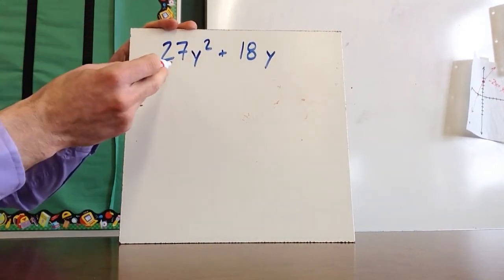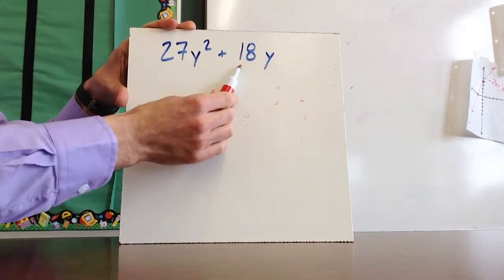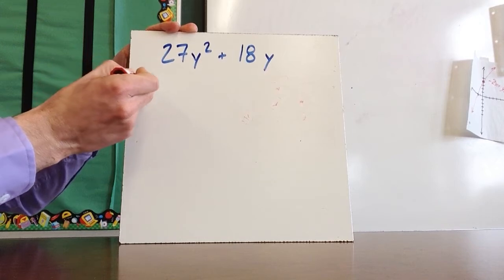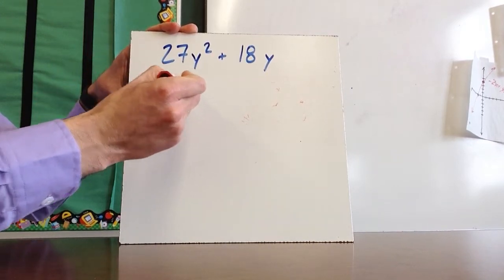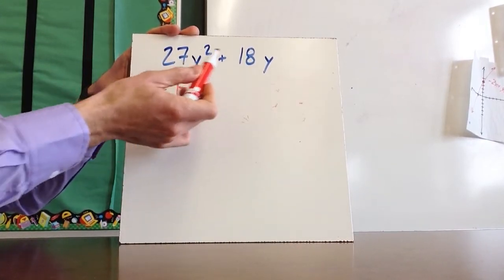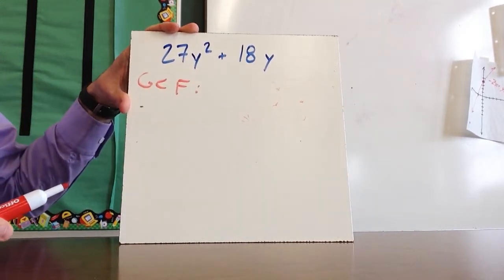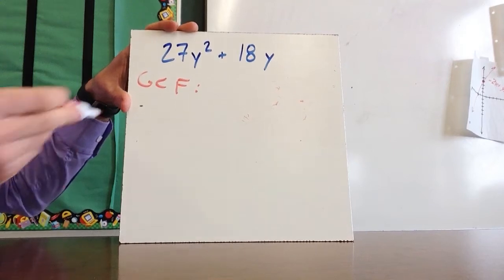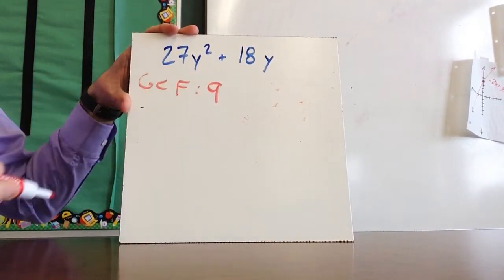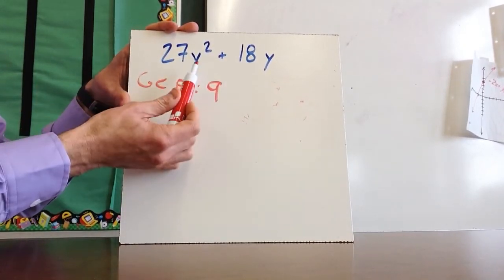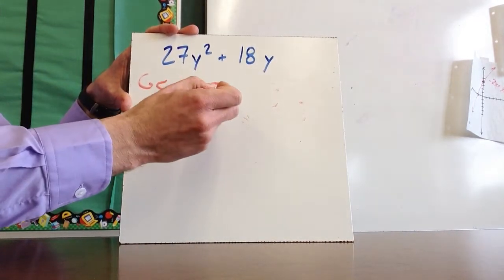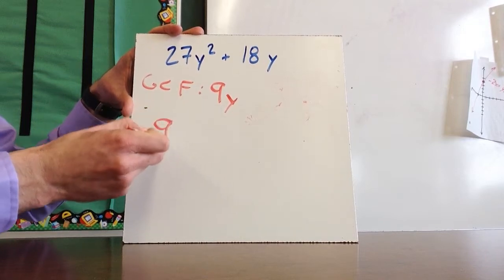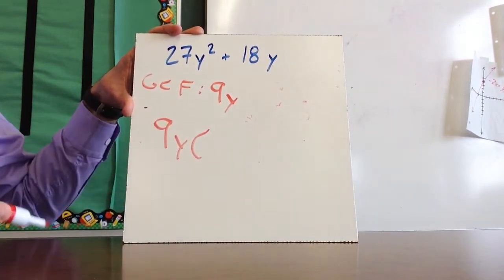So we're looking for what do these have in common. Starting with the numbers 27 and 18, I'm looking for the greatest common factor. They have a 3 in common, they have another 3 in common. If you wanted to, you could draw the factor trees, and you would find that they have a 9 in common, and then this has 2 y's and this has 1 y, so in common they have 1 y. So the greatest common factor is what's going on the outside.